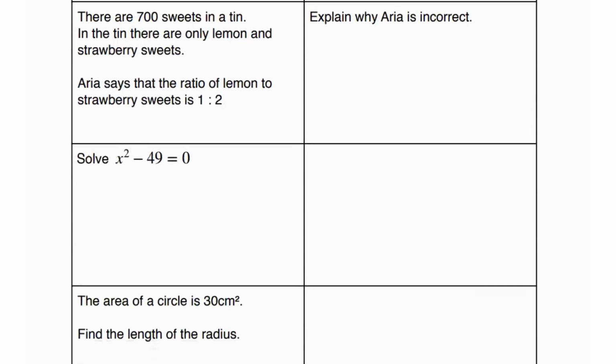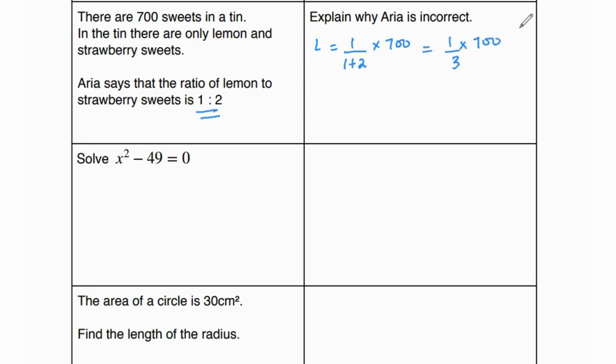Next question says there are 700 sweets in a tin. In the tin, there are only lemon and strawberry sweets. Arya says that the ratio of lemon is to strawberry sweets is 1:2. Explain why Arya is incorrect. The reason why Arya is incorrect is because if we try to find the lemon sweets based on this ratio, that's going to be 1 over 1 plus 2 times 700, which basically gives us 1/3 of 700.